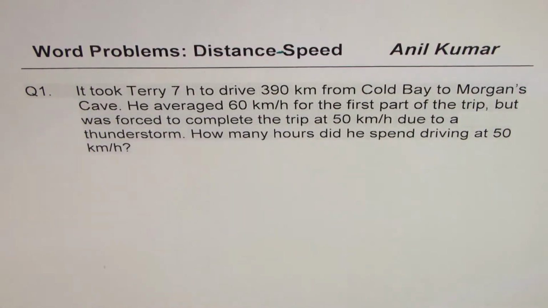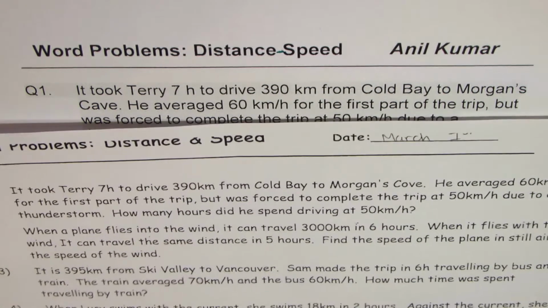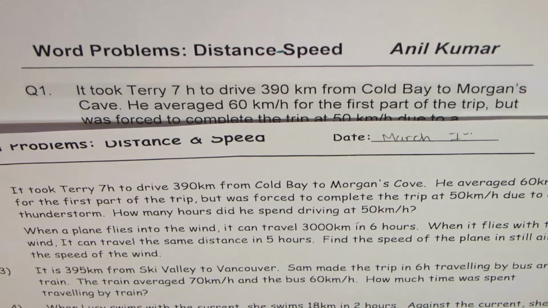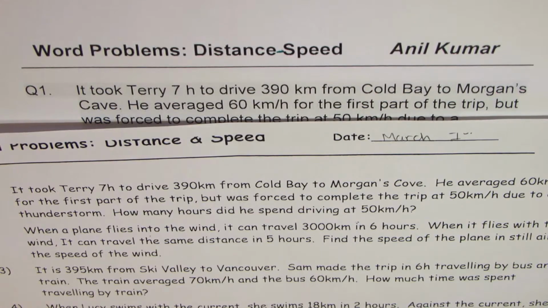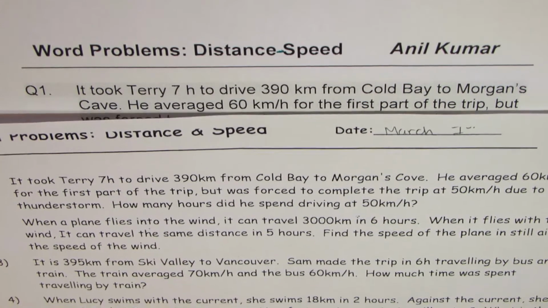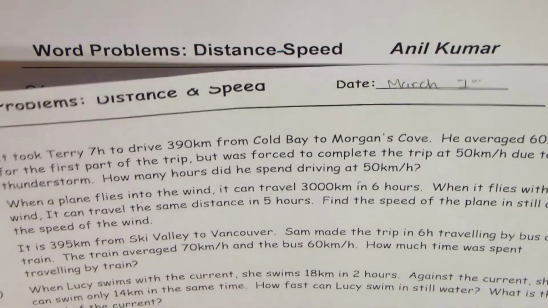I'm Anil Kumar. In this video, I'll share solutions of 8 questions, word problems based on distance, speed and time. This has been given to me by my student Ramandeep, who wants to understand how to solve these linear system questions where we have to define two variables and then solve for both of them. So we have 7 questions from this worksheet.